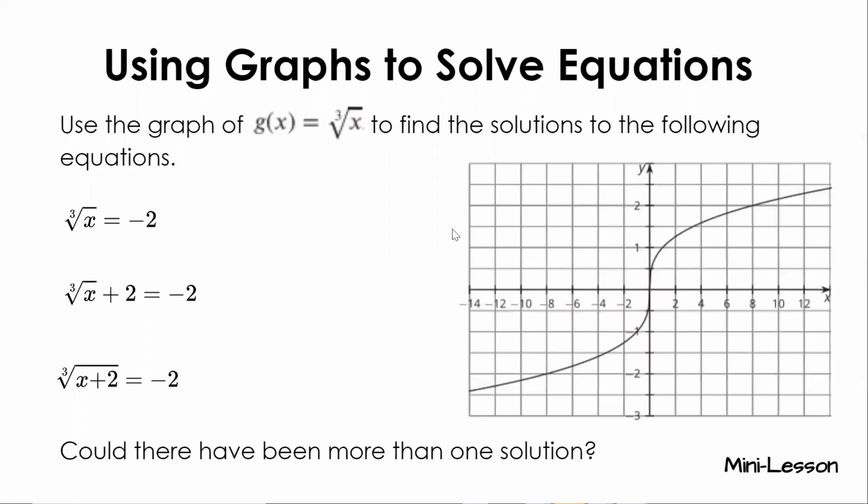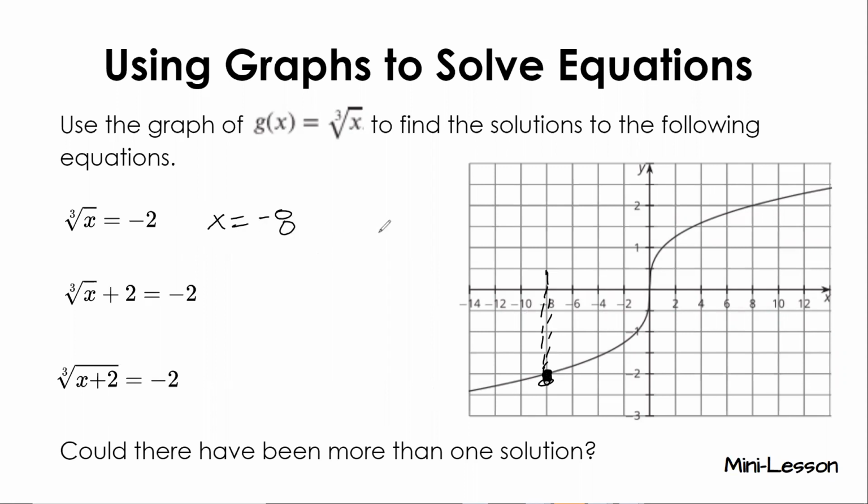Okay, so we're going to use the graph to solve the equation. We got the cubic root of x, and we're going to use it to find the solutions to the following equation. So looking at our graph, we have the graph is equal to negative 2. So what we're going to do is look at when y is negative 2, what's our x value? What's our x value when y is negative 2? Negative 8, right?